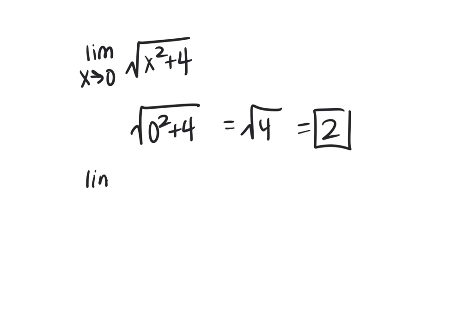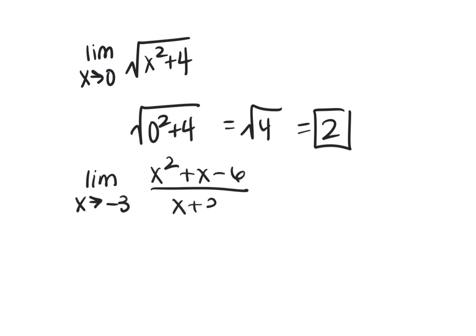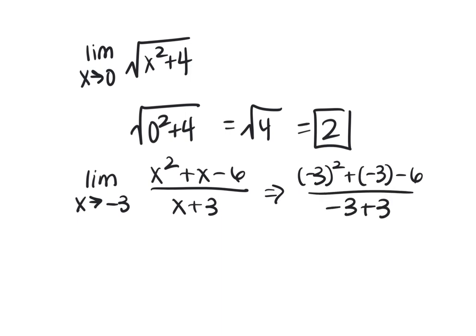However, what about something like this? Let's say that we want to find the limit as x approaches -3 of x squared plus x minus 6 over x plus 3. Well, in this case, if you plug in -3, up in the numerator, we have +9 minus 3 minus 6. Down in the denominator, we have -3 plus 3, so that's 0. And in the numerator, we get 0 as well. So this is 0 over 0, which is indeterminate.